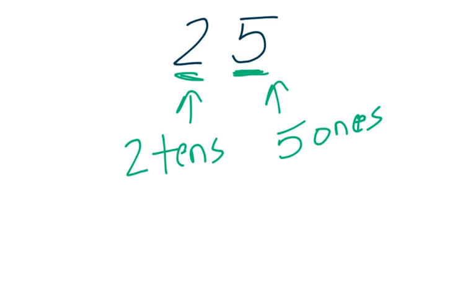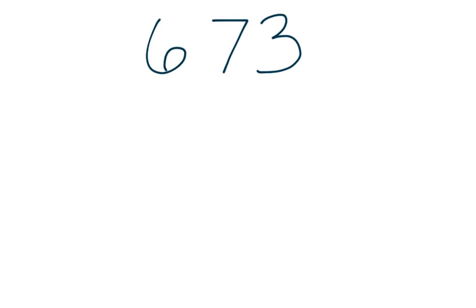Let's take a look at a bigger number and see if we can break it down as well. Okay, now this number is a little bit bigger, but I want you to see and hear how we break this number down. We're starting with our 6, and we would call this number 673. Now, when we say 600, it already tells us what the value of that digit is. That's 6 hundreds.